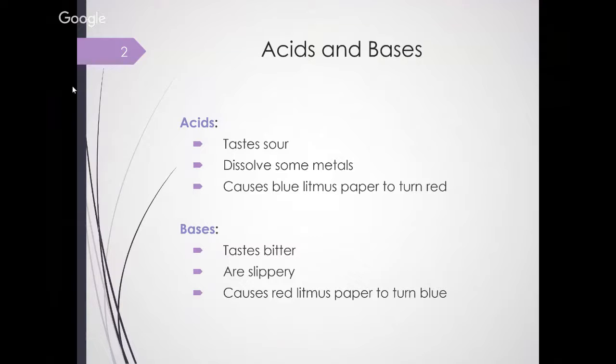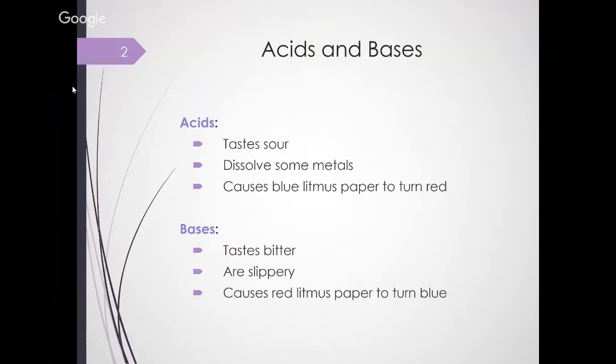So acids typically taste sour, which, of course, when we think of sour, we think of citrus fruit, especially lemons and limes and grapefruit. That's due to the citric acid in it. Acids will dissolve some metals, and it will cause blue litmus paper to turn red.